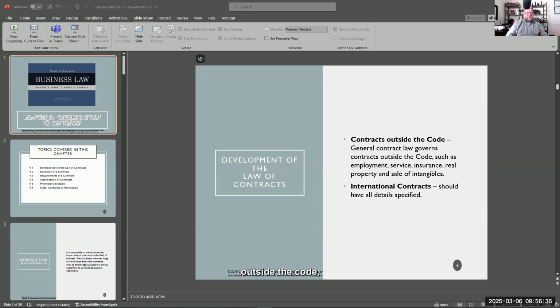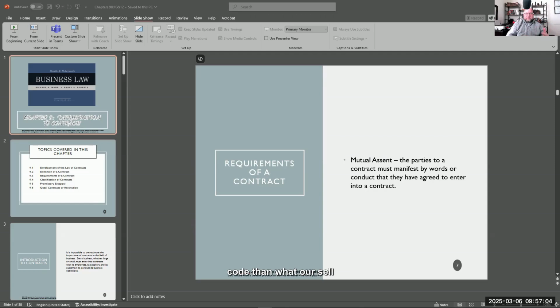Any contracts that are outside the code, general contract law governs those contracts. That's employment contracts, service contracts, insurance, real property or sale of intangibles, those types of things. You cover quite a swath of contracts there that's not covered by that article of the code. And then international contracts are covered under a different code than the one for the sale of goods.